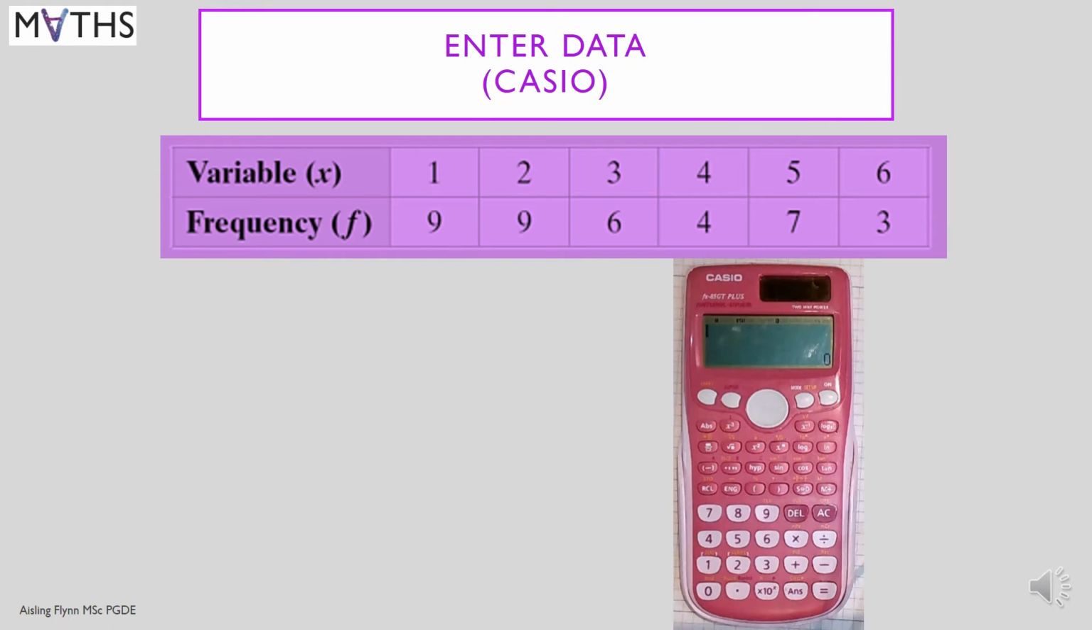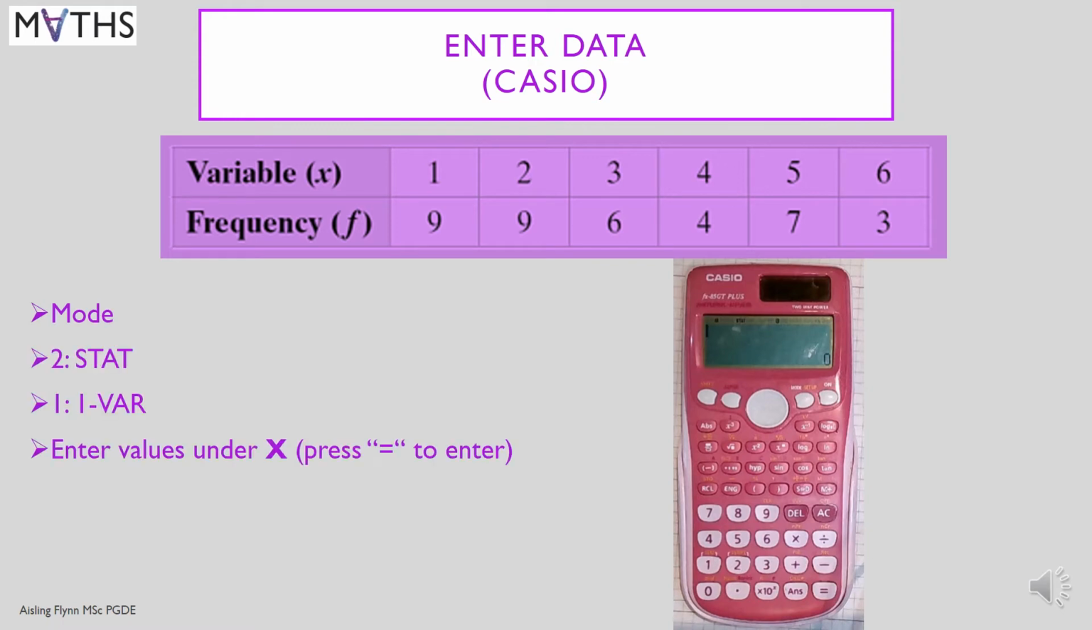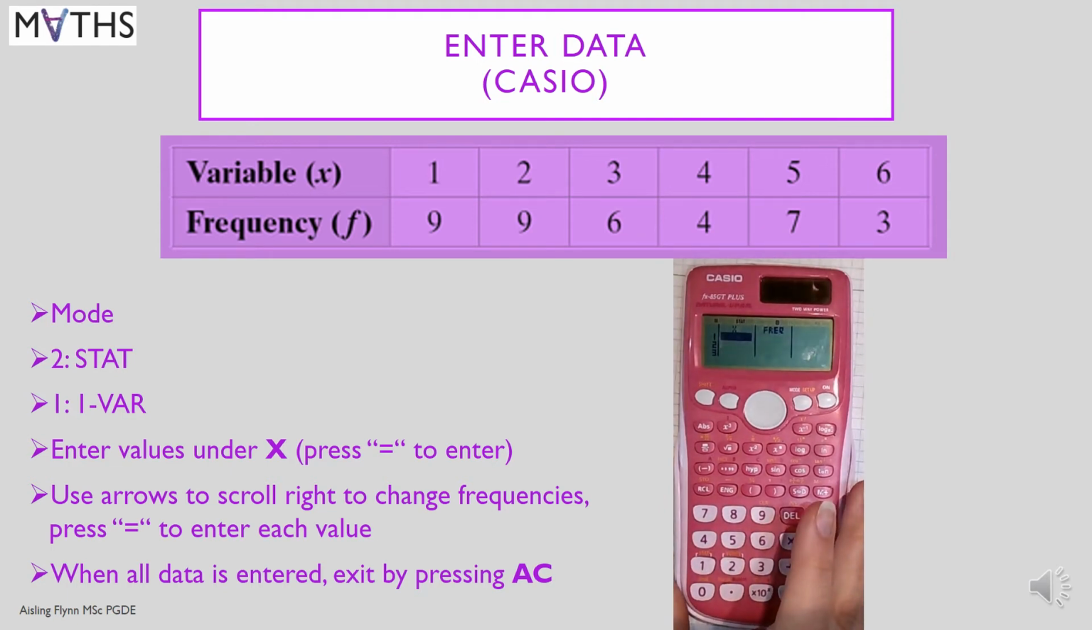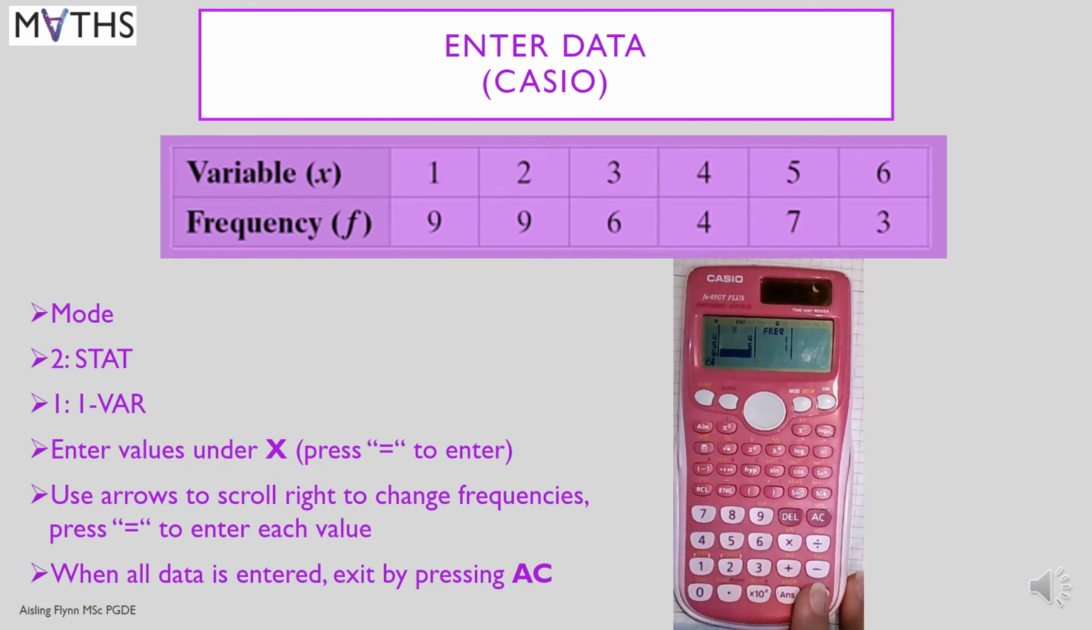So now we're going to enter the data from our frequency table, and the instructions again are here on the left. So we are inputting the values from our frequency table. Let's go to mode. We're doing statistics number 2, and we're studying one variable, number 1, and we're going to enter the values. I'll enter the variables first because the calculator automatically scrolls down. So the top line of the table, the variables are 1 equals to enter, 2, 3, 4, 5 and 6. So I'm finished there.